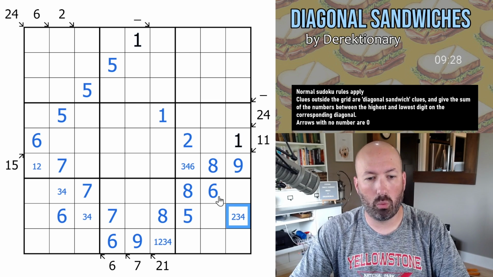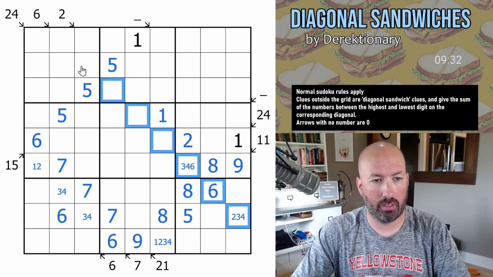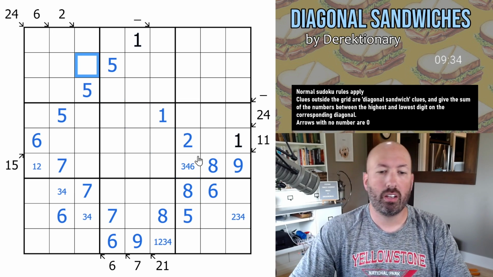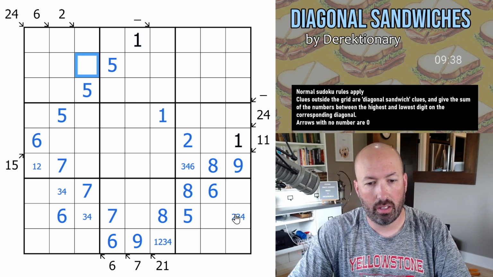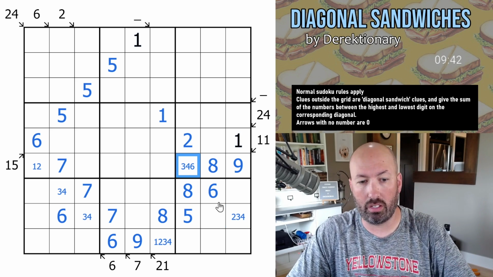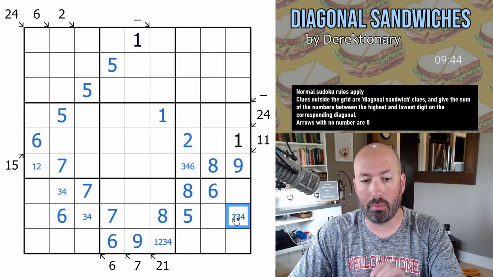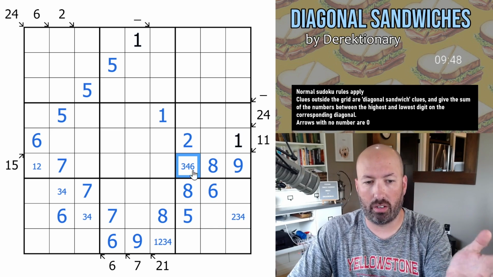Can we have a 1 on this diagonal? Can't be there, can't be there, can't be there. Oh, it could be a 1 there. Otherwise, if we don't have a 1, then this one can't be a 2, because it would end up being the lowest digit, and we know that this one can't be the lowest or the highest digit. If it's the lowest, then our sandwich is going to break.